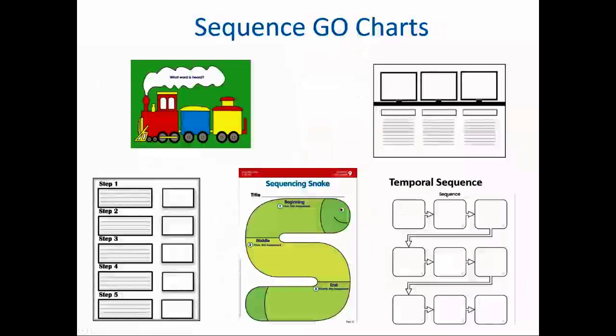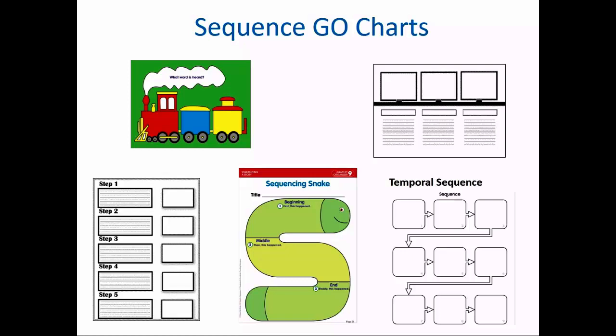it's fun. These are other kinds of sequence go charts. So you can use your phonics train. So instead of just putting the sounds on it, it can be concepts. First, the spider has to capture the insect. Then the spider has to put his digestive juices into the insect. And then he has to suck up the insect's nutrition.